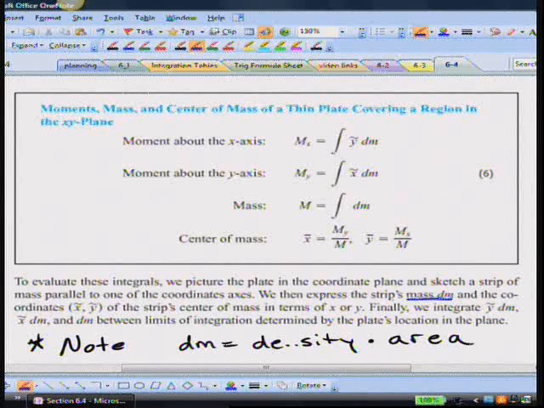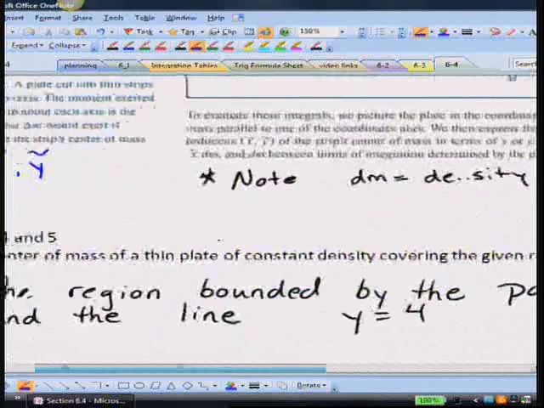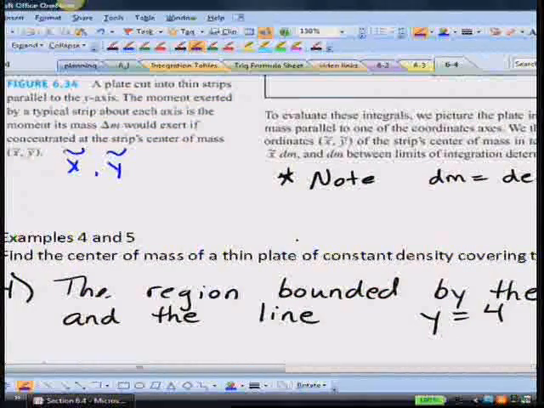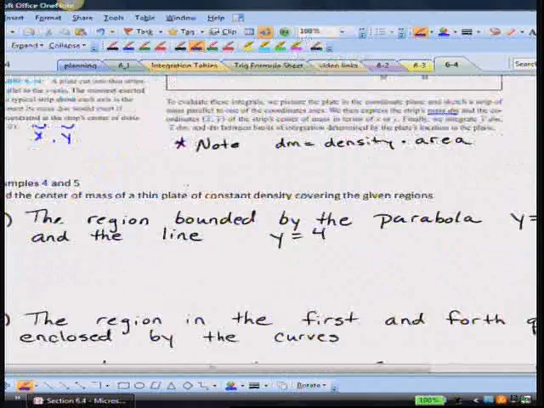Okay, so we then express the strip's mass, dm, and the coordinates, x tilde, y tilde, of the strip's center of mass in terms of x or y, and then we integrate to determine the plate's location in the plane. Okay, I'm ready to go and try a problem, and hopefully this will make more sense.